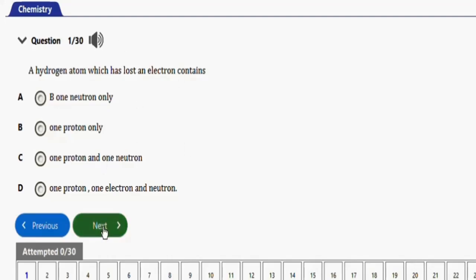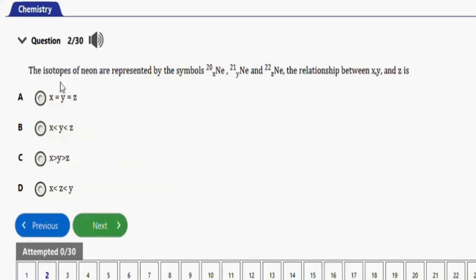The next repeated question says the isotopes of neon are represented by the symbols. The relationship between X, Y, and Z is... Isotopes are atoms that have the same atomic number but different mass numbers. So the atomic number of X, Y, and Z will be the same. The right option is option A. X, Y, and Z, which represent the atomic number, are the same. So X equals Y, Y equals Z. That's it for this question.